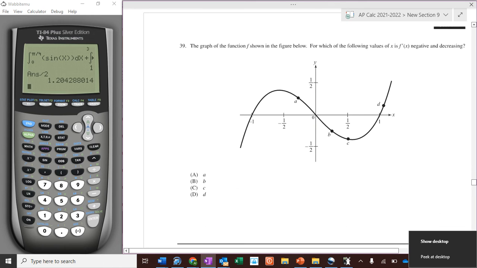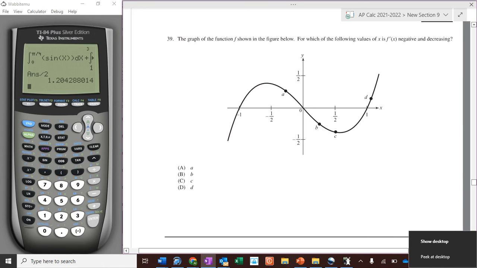All right. Now, this one, you just have to understand concavity. Okay? Where is it negative and decreasing? Well, it has to be a negative slope, and it basically has to be concave down. So what is both negative slope and concave down? A. The first derivative is negative, means the slope's going down. The first derivative is decreasing, means it's concave down, because that's the second derivative being negative.